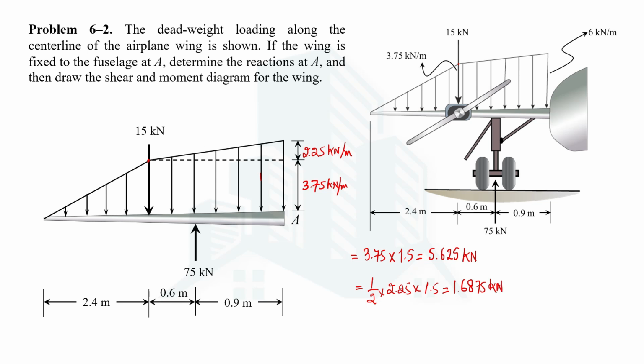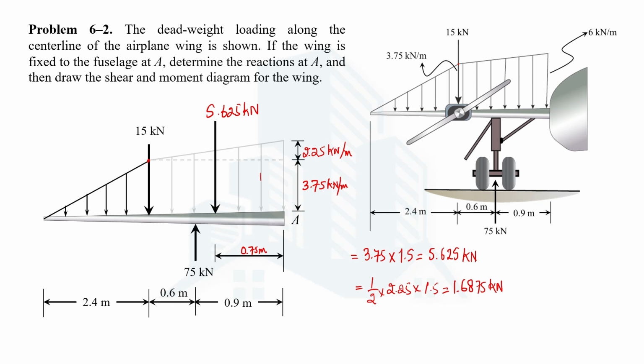1.6875 kilonewton. So now instead of this trapezoidal load, we have 2 point loads, one of magnitude 5.625 kilonewton. As we know that the UDL would be acting at exactly the mid of the distance, the distance is 1.5 meter, so this distance will be 0.75 meter.